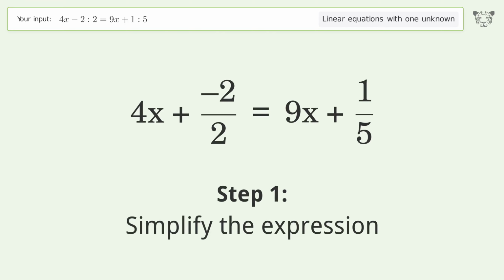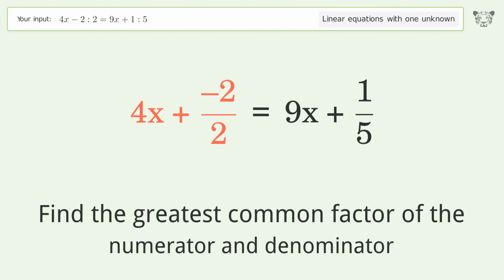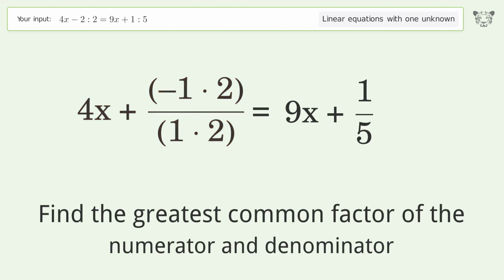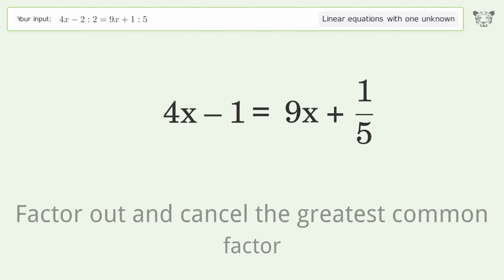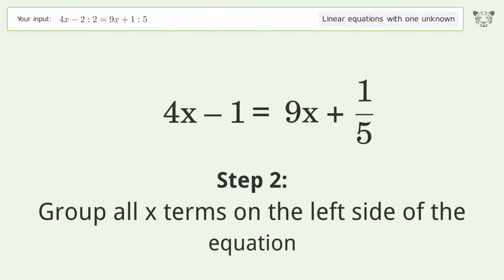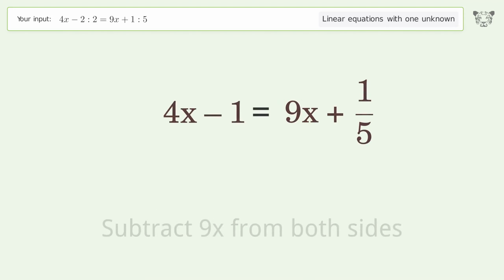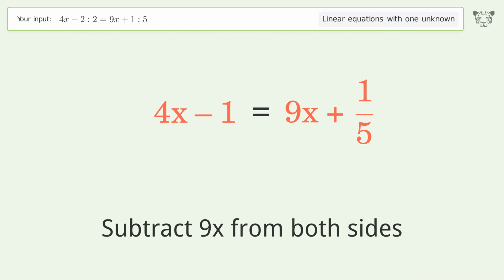Simplify the expression. Find the greatest common factor of the numerator and denominator. Factor out and cancel the greatest common factor. Group all x terms on the left side of the equation. Subtract 9x from both sides.